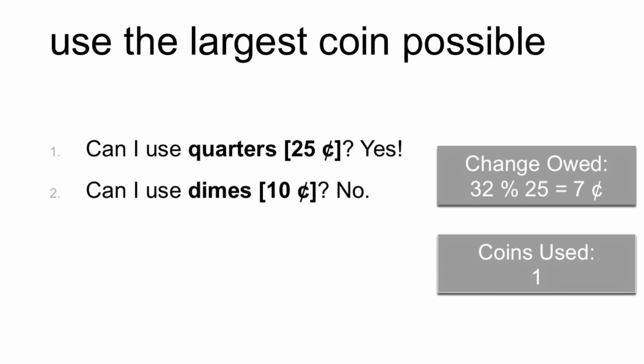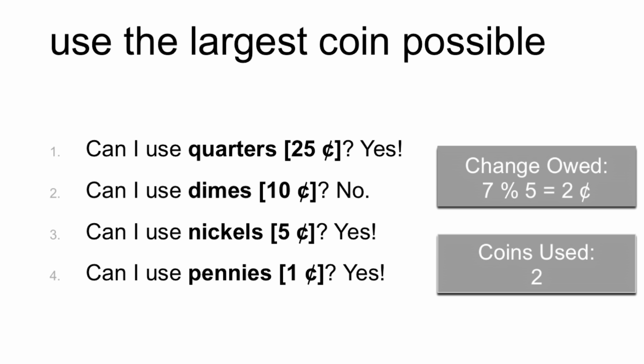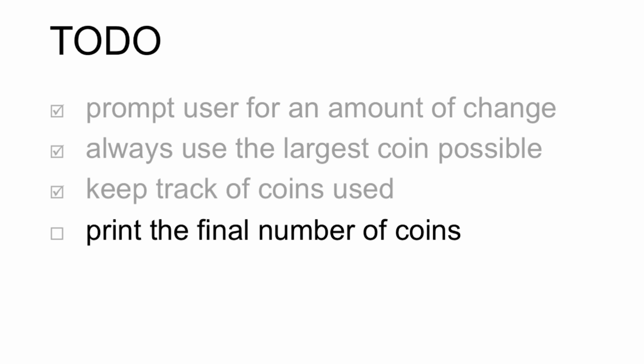Can we then use any dimes? Well, no, because 7 cents mod 10 cents gives us a remainder of 7. 10 doesn't go into 7 at all. Then can we use nickels? Well, 7 cents mod 5 cents gives us 2 remaining. And lastly, can we use any pennies? 2 mod 1 gives us 0, which is ultimately what we want, because then that means that we've returned to the user all of the change owed. So now you have two possible ways of implementing the greedy algorithm, one with loops and one with a combination of modulo and division. So finally, we just need to print the final number of coins.